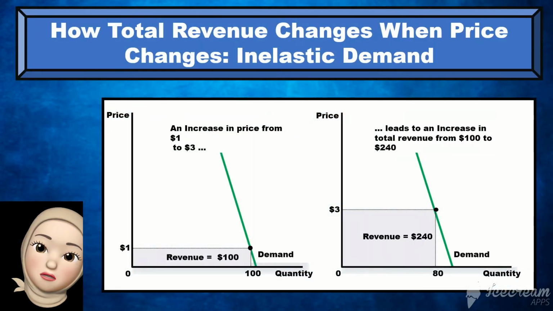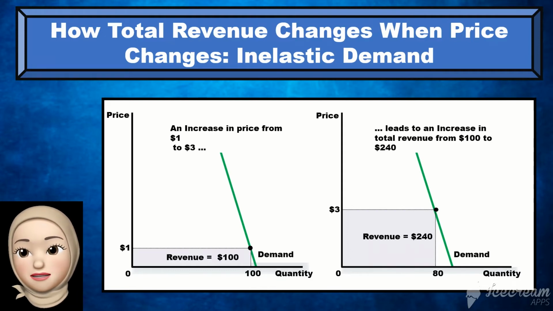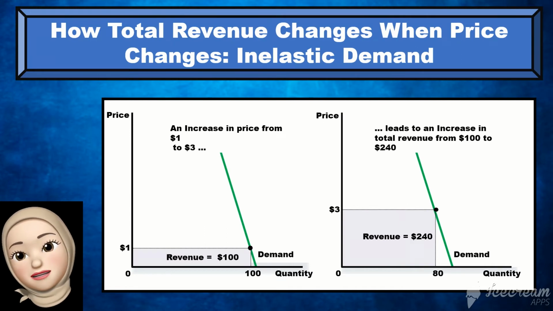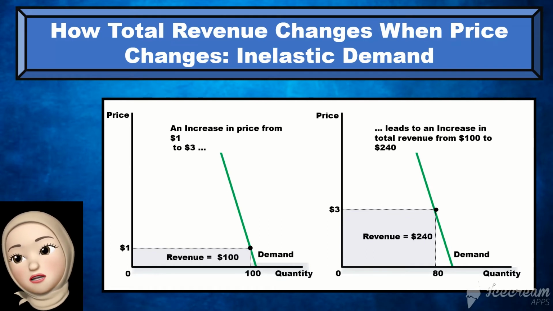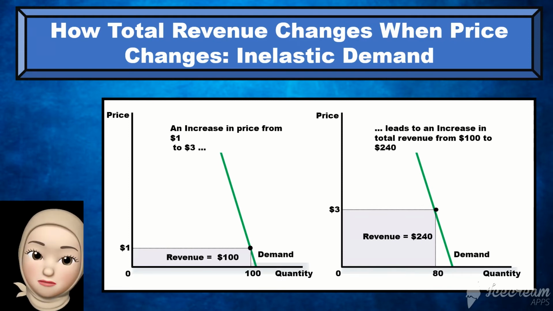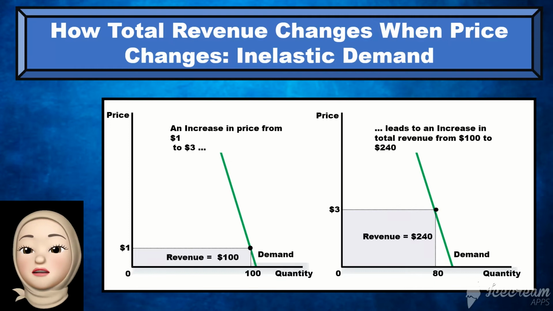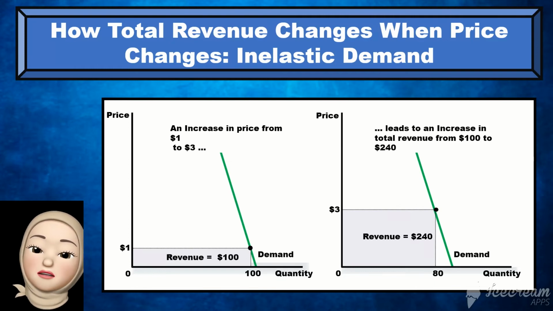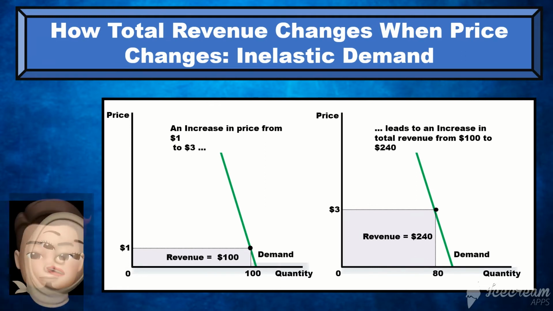Here is an example of how total revenue changes when price changes under inelastic demand: an increase in price from $1 to $3. This graph shows the price is equal to $1 and the quantity demanded is equal to 100 units, so the revenue will be $100. At the same time, when the price increases to $3, the quantity demanded decreases to 80 units. That also changes revenue from $100 to $240.